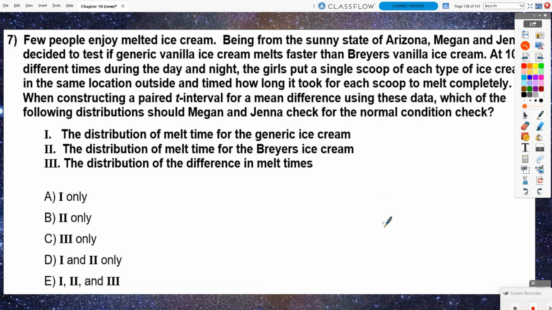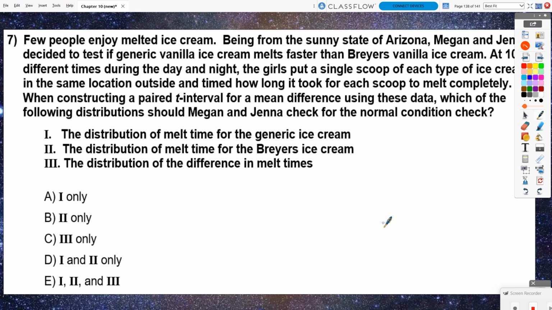Number 7, few people enjoy melted ice cream. Being from the sunny state of Arizona, Megan and Jen decided to test if generic vanilla ice cream melts faster than Breyers vanilla ice cream. This problem is sponsored in part by Breyers vanilla ice cream. Doesn't melt that fast. At 10 different times during the day.